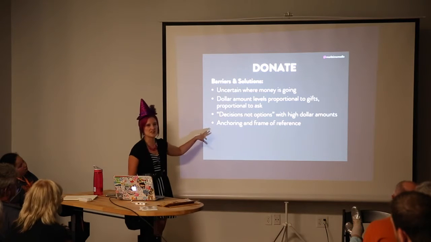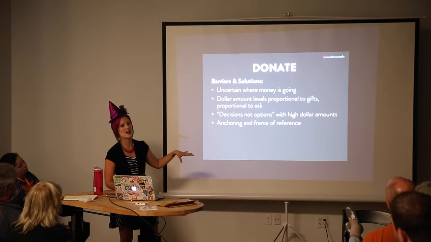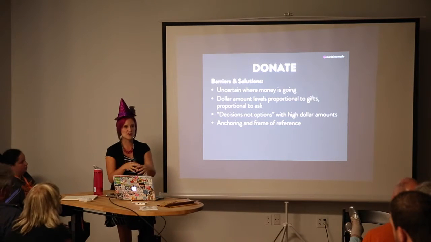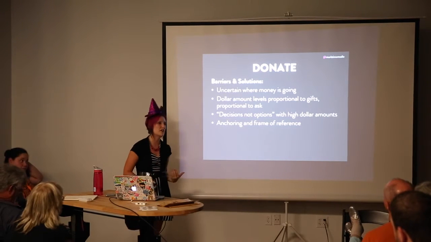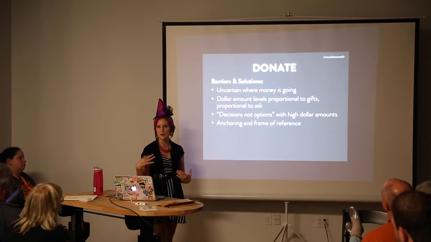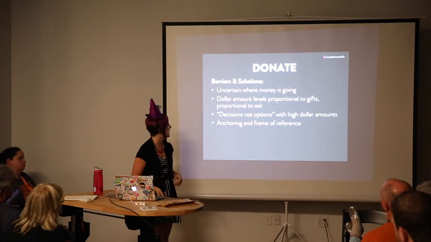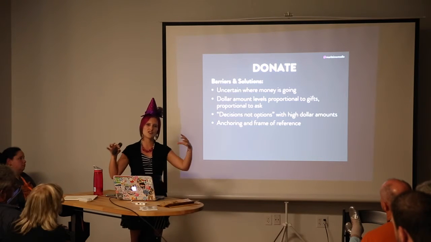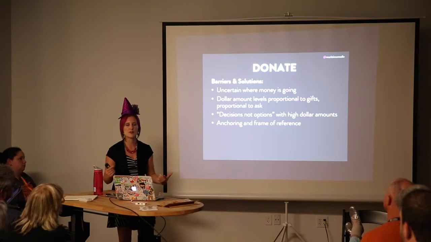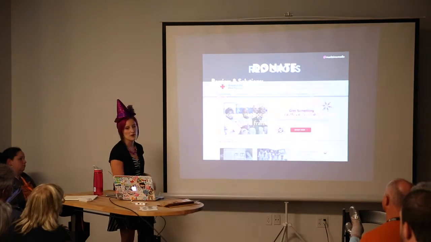The decisions, not options, and anchoring. Anchoring is basically where people will make decisions on everything else they see based on the first thing they see. And so if you want to get more money from people, showing them a higher number first will make the lower numbers seem way more reasonable, and therefore they will be likely to donate. And then giving people donation amounts is often really useful also, because then they are more likely to pick one of those rather than typing in something that might be lower.